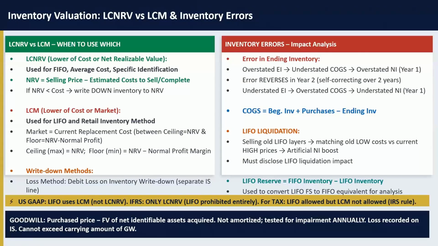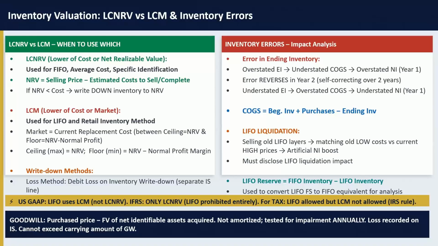Okay. Then again, the other way around, understated ending inventory leads to overstated COGS, which in turn leads to understated NI. Okay. So next up, cost of goods sold. We know the calculation. Beginning inventory plus purchases minus ending inventory will be cost of goods sold.